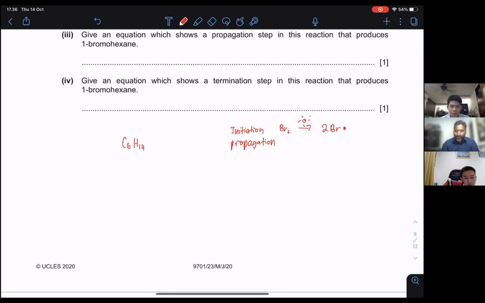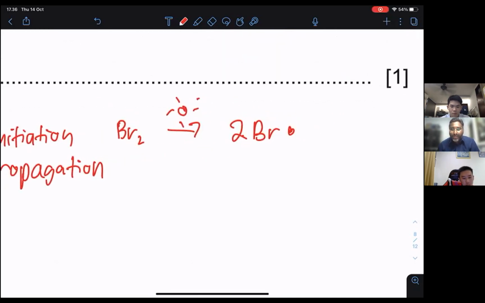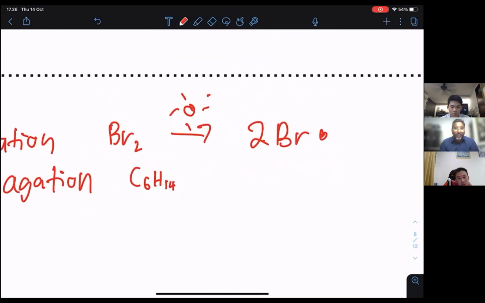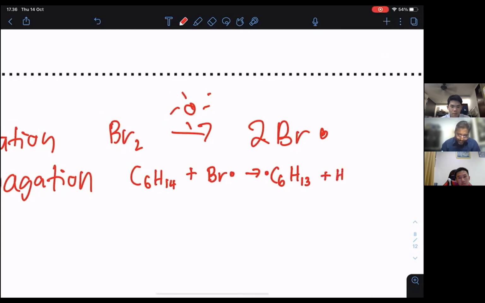For propagation, do remember it must be neutral with free radical. So what is neutral? You start with C6H14. This is neutral. You start with a free radical, and they will give you C6H, where one of the H will go out with Br. So H13. Now one of the carbons is going to become a free radical, and this is going to give you HBr.